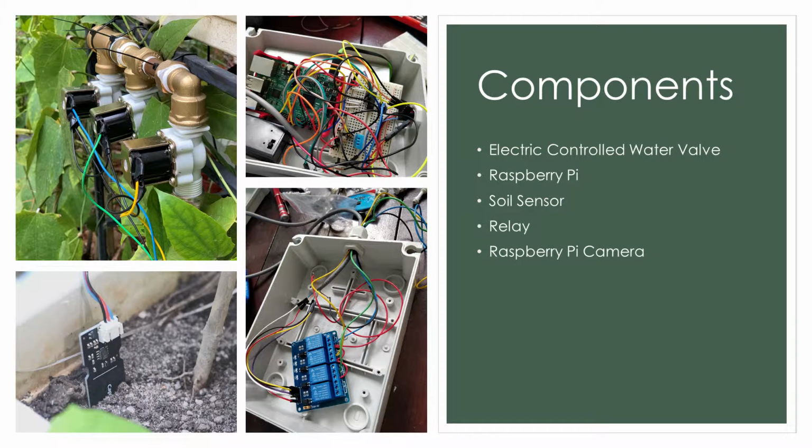Now let's look at the different components of the system. On the left is the electrically controlled water valve, controlled by the Raspberry Pi in the right image, via the electrically controlled relay on the bottom right. On the bottom left there is the soil moisture sensor.